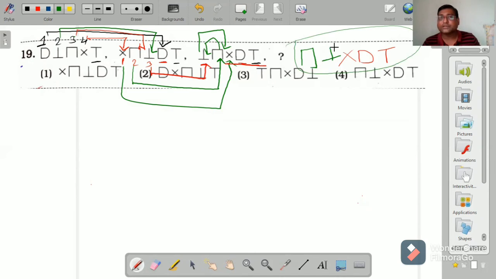So the same group we have to find out from the options. So where will you get the same group? In option number 4. Where will you get the same group? In option number 4.